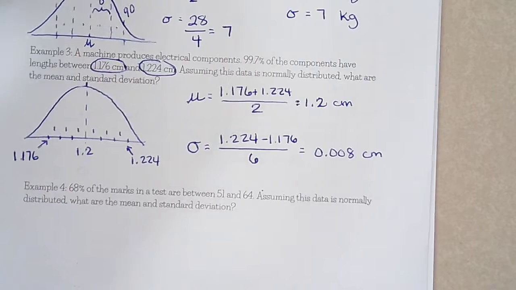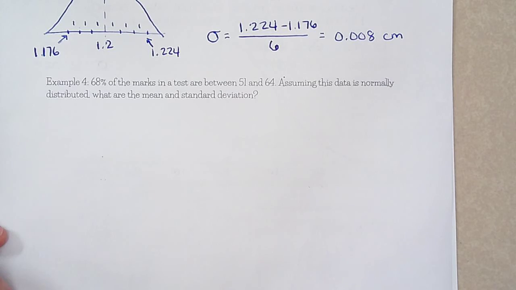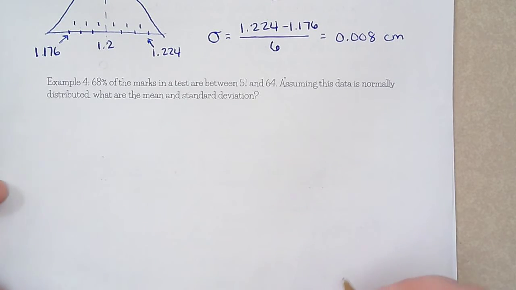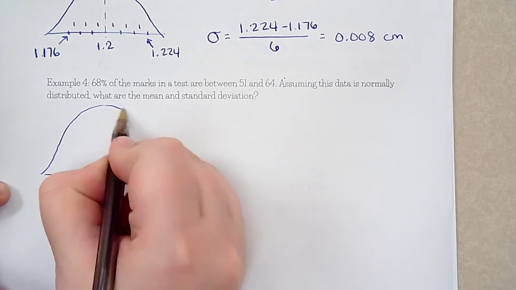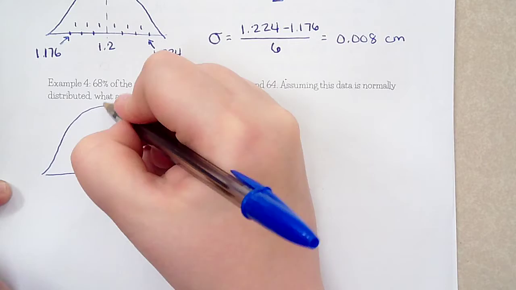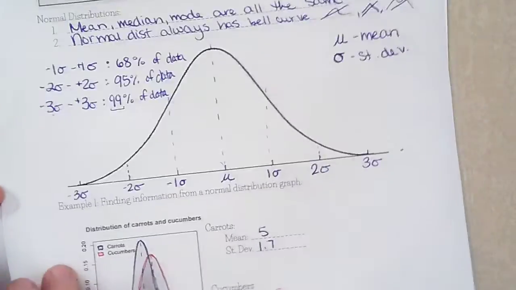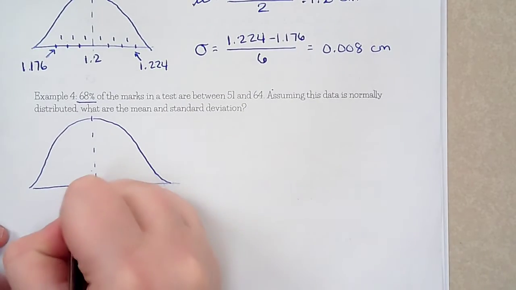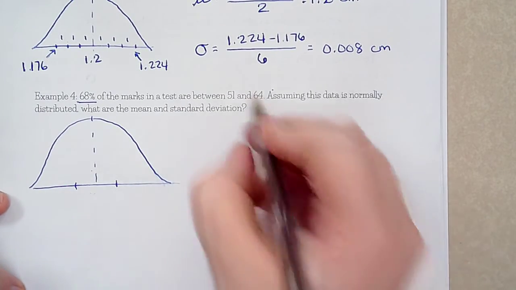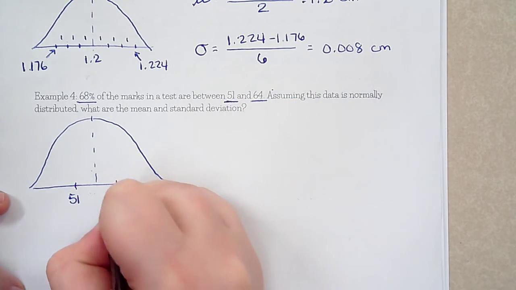All right, let's see one more. 68% of the marks or scores on a test are between 51 and 64. What are the mean and standard deviation? Again, we're going to start by throwing up our bell curve. We know our mean is right in the middle. And if it says 68% of the data, we go back to our front page and we see that that is associated with 1 standard deviation. So we're going to go out 1 mark in each direction. And we know that the scores associated are 51 with the lower and 64 with the higher.